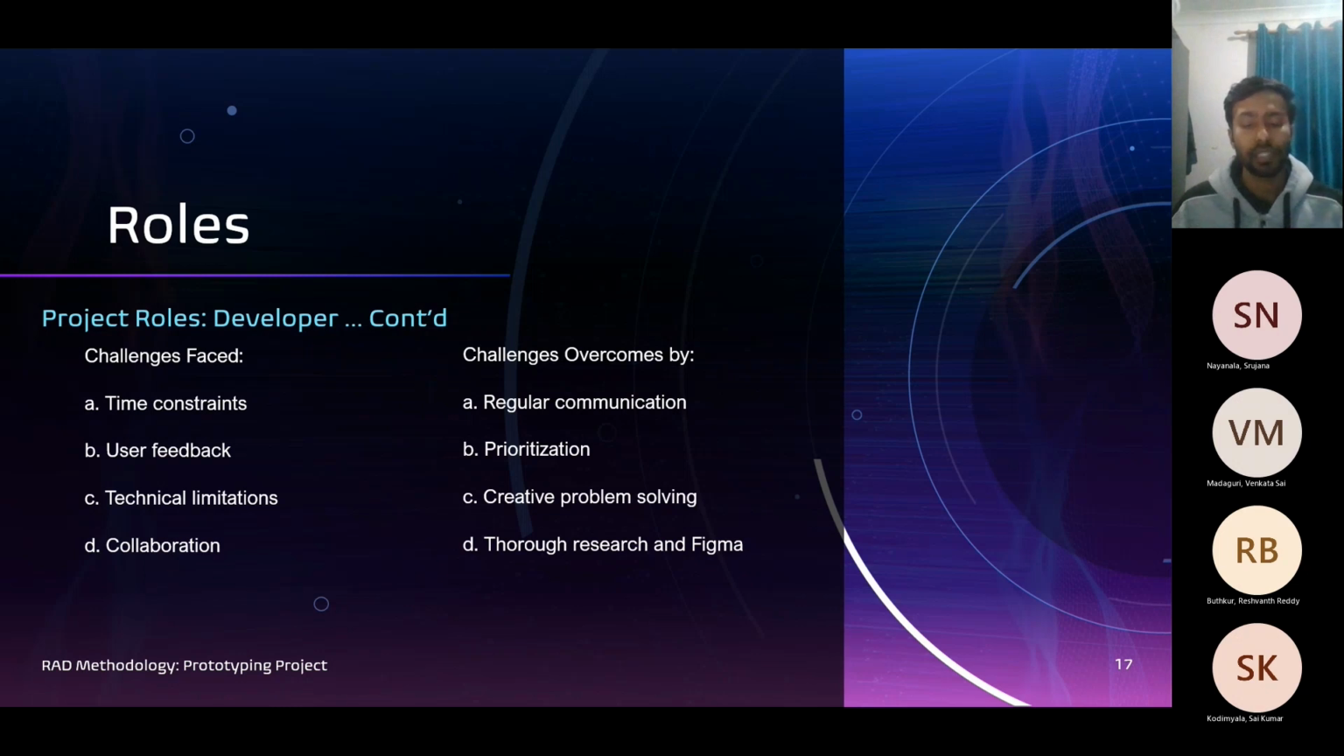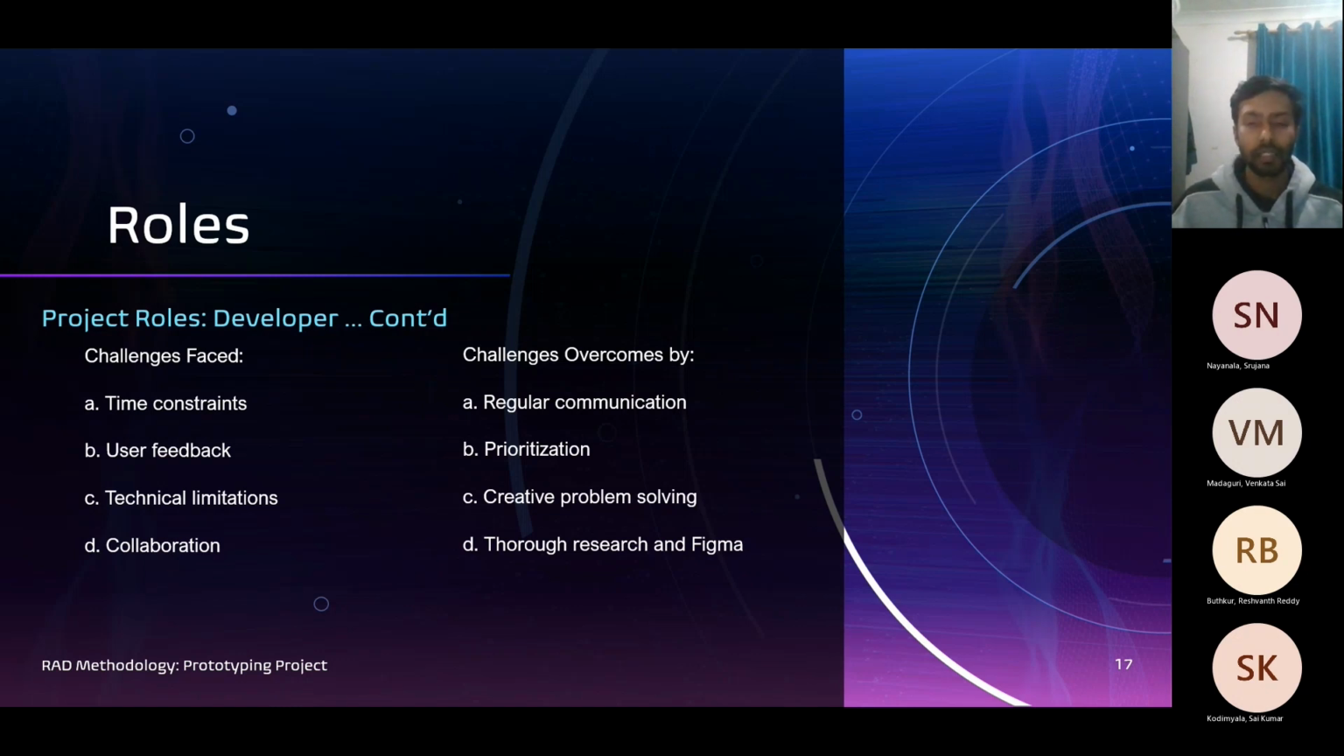on the RAD team, I faced several challenges during the development of the interactive treatment audience mobile application prototype. These challenges included time constraints, user feedback, technical limitations, and collaboration. To overcome these challenges, I took the following steps: regular communication, prioritization, collaboration, creative problem solving, thorough research, and Figma. These steps helped me to grow as a developer and enabled me to deliver a successful project that met the needs of the target audience and business objectives of the healthcare provider.